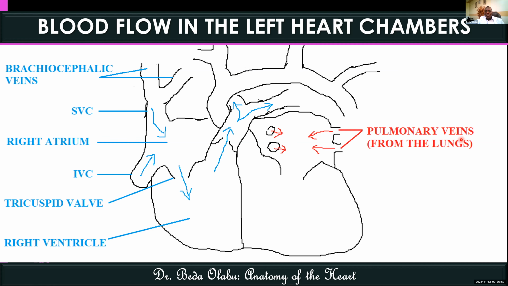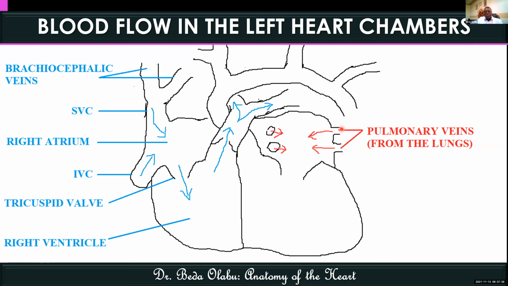Remember, the blood from the lungs is oxygenated. While we had two pulmonary arteries, right and left, we have four pulmonary veins. Each lung has two pulmonary veins, the superior and the inferior pulmonary vein.